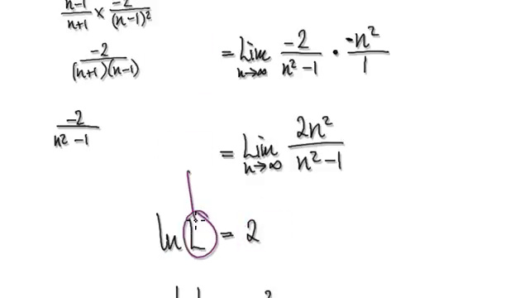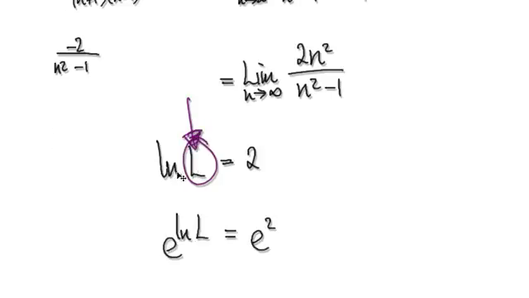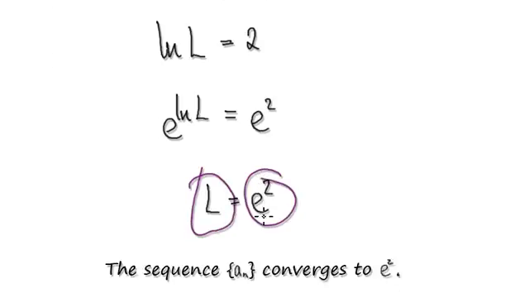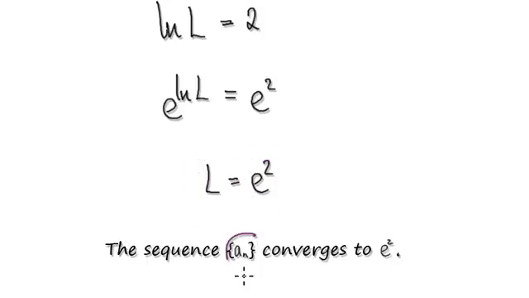So now we want to know our limit here. We want to know capital L. So take e to the power of both sides. That will then give you this, and these two, in a way, kill off each other, giving you your limit. So your limit is e squared. So you can say our sequence converges to e squared. Okay.